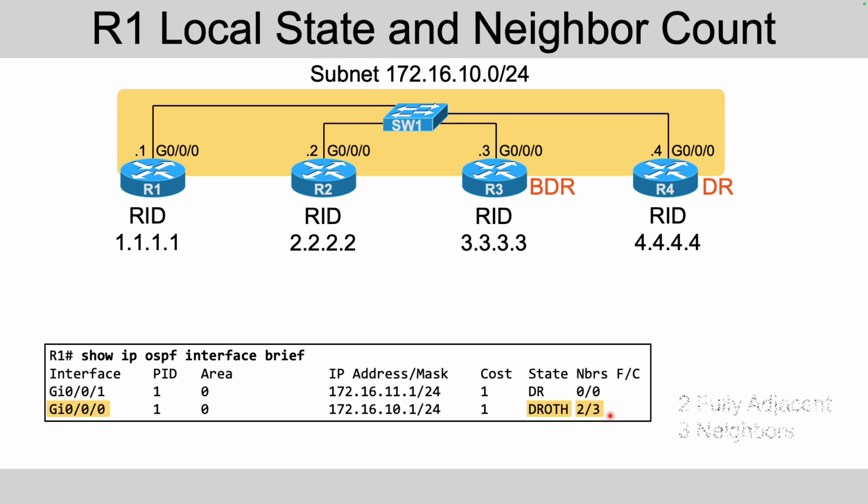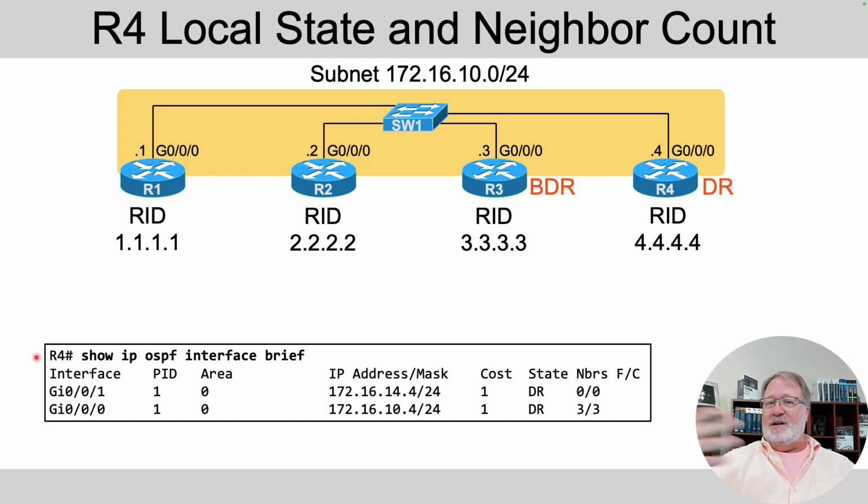And I'll contrast that then. By the way, there's the counts over there in text. If I do the same command over on router R4 this time, it's the DR, so it's going to be in a full state with every neighbor.